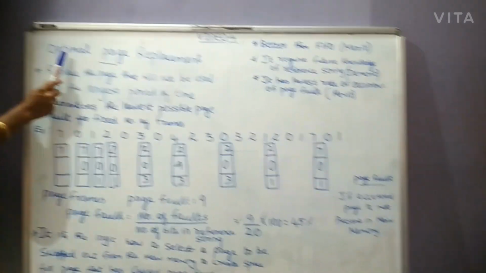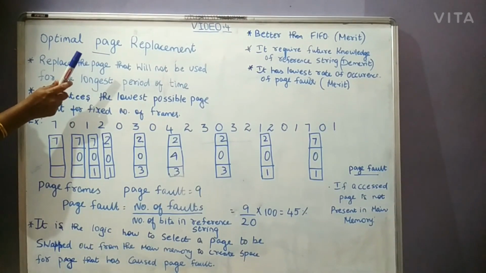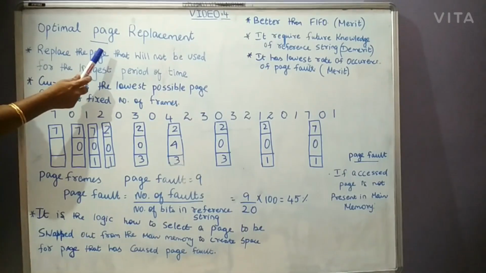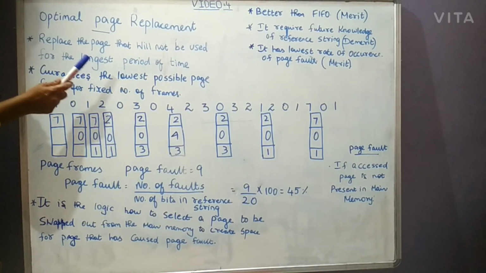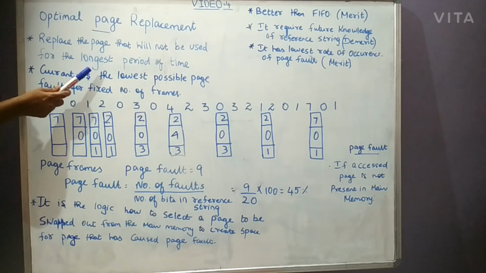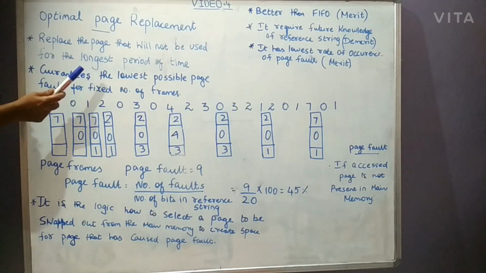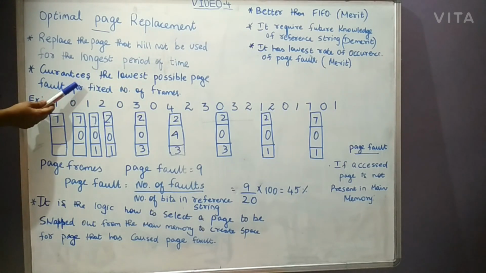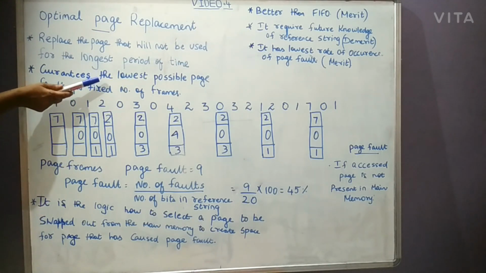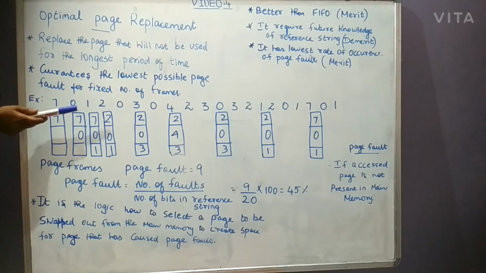What is the concept behind optimal page replacement? Replace a page that will not be used for the longest period of time. We can see this concept with an example, so we get a clear idea of it. It guarantees the lowest possible page faults for a fixed number of frames. It gives fewer page faults. That's the main advantage of using optimal page replacement.